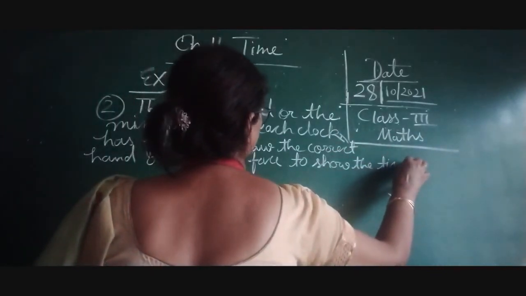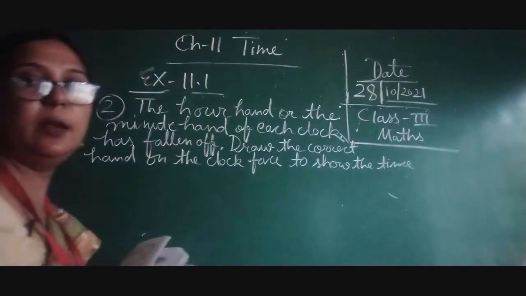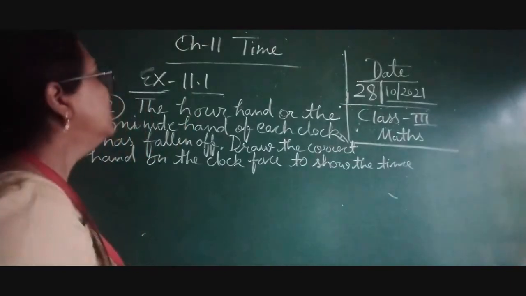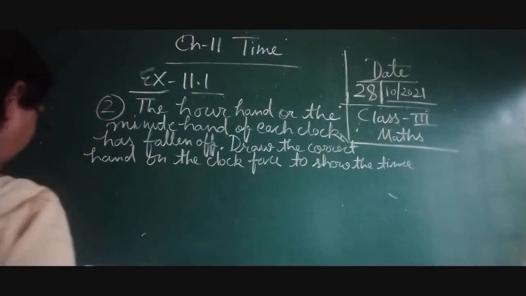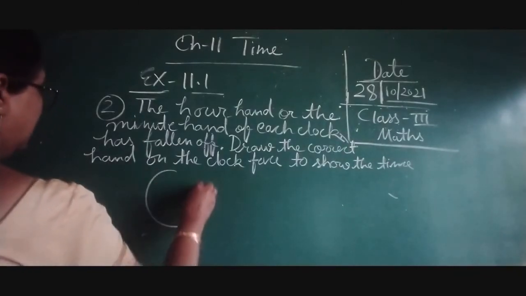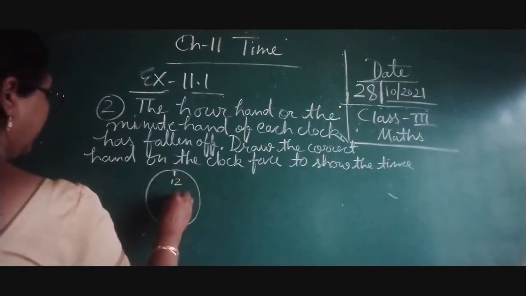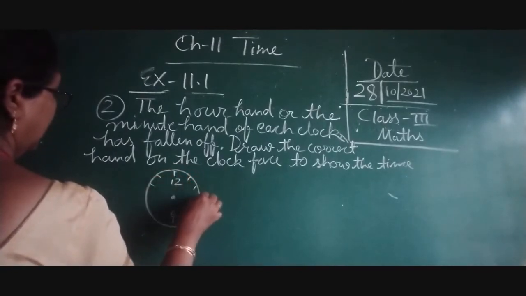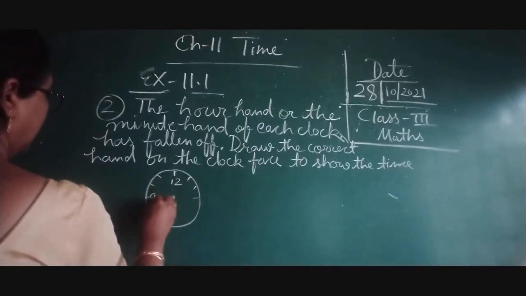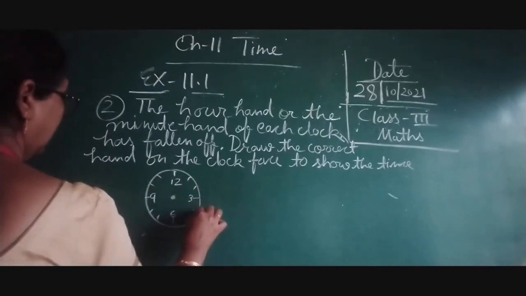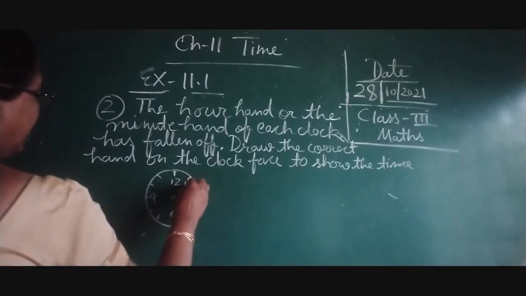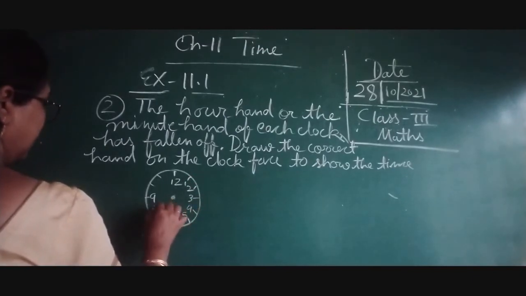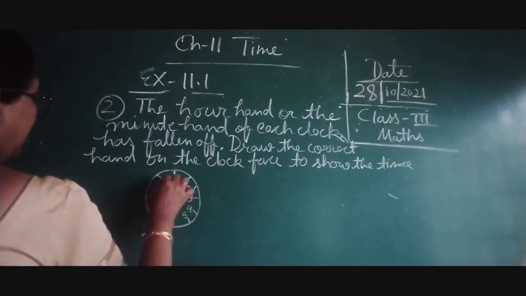Okay children, now here you can see that the hands have fallen off. So here the hour hand or the minute hand has fallen off. Now first, children, let us start doing this. This is 6. Okay, now first we will draw this clock. This is 4, this is 5, 7, this is 8, this is 10 and this is 11.